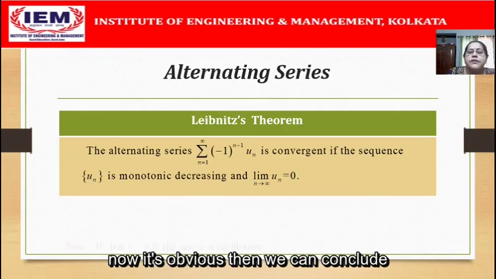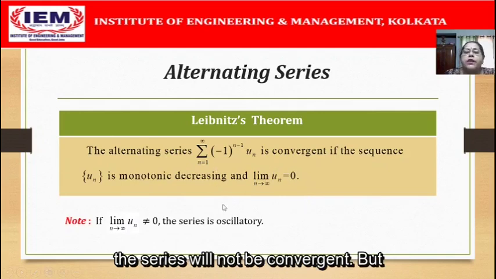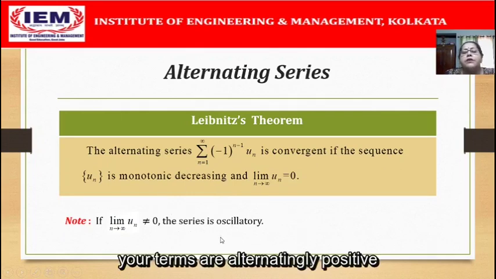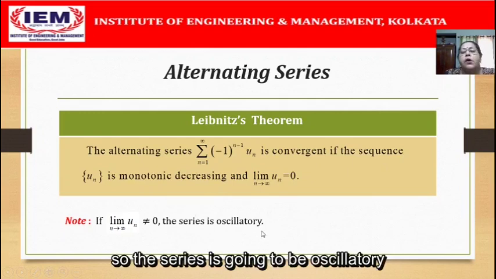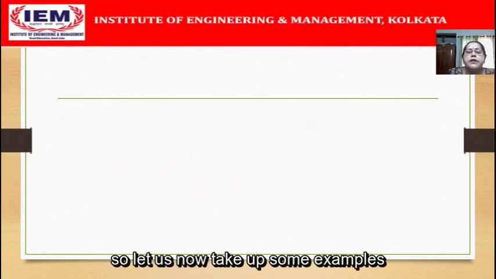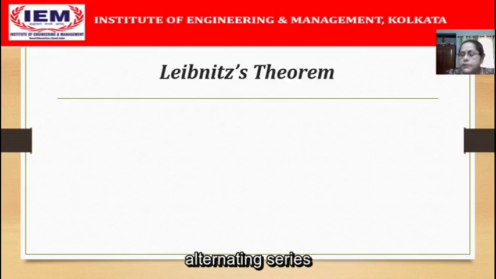Now it's obvious that we can conclude that if limit un is not equal to 0, the series will not be convergent. But note one thing, it's not divergent also, because your terms are alternatingly positive and negative, so the series is going to be oscillatory if limit un is not equal to 0. So let us now take up some examples to test convergence for alternating series.